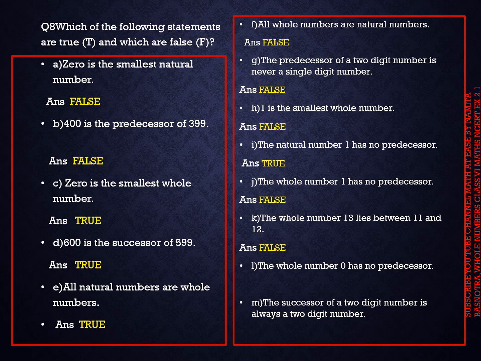And the last one: the successor of a two-digit number is always a two-digit number. This is false again. Can you tell me why it is false? Yes, because 99 is also a two-digit number and the successor of 99 is 100. So this is false.